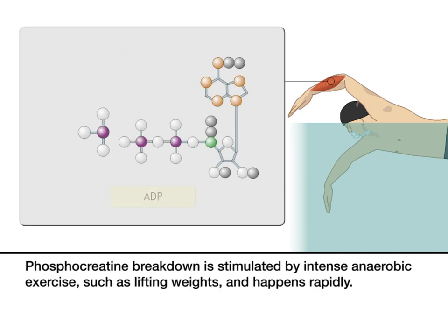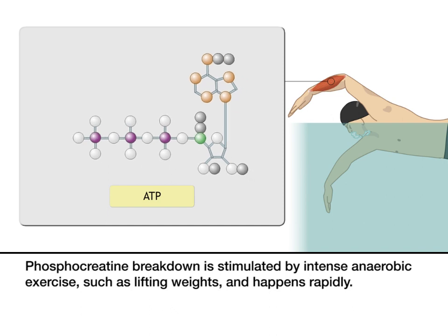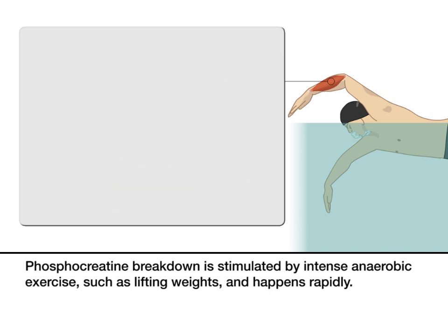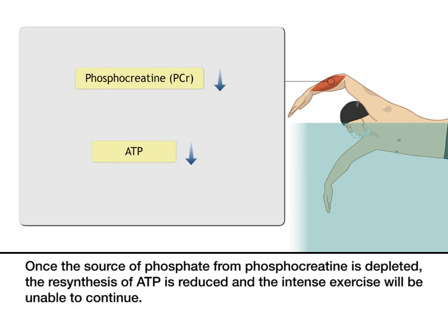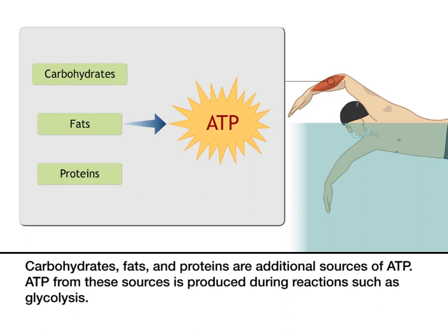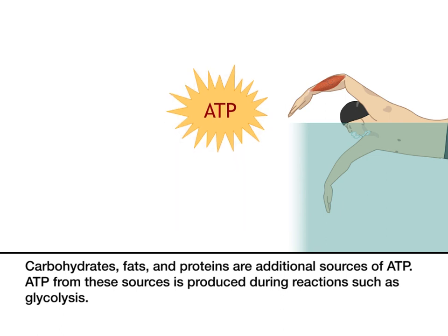Phosphocreatine breakdown is stimulated by intense anaerobic exercise, such as lifting weights, and happens rapidly. Once the source of phosphate from phosphocreatine is depleted, the resynthesis of ATP is reduced and the intense exercise will be unable to continue. Carbohydrates, fats, and proteins are additional sources of ATP. ATP from these sources is produced during reactions such as glycolysis.